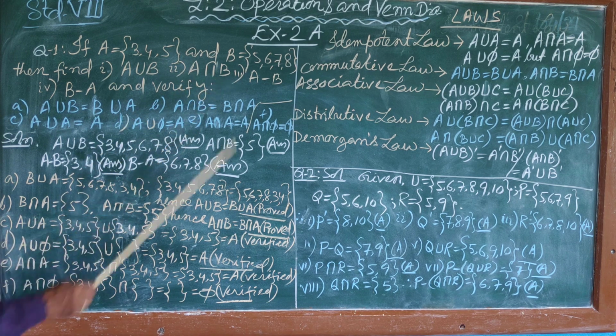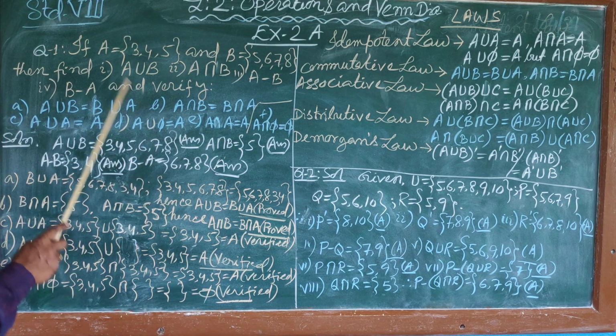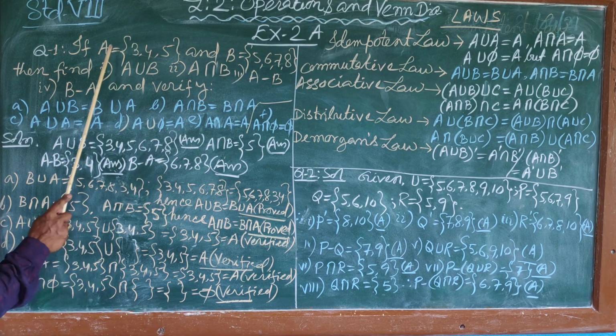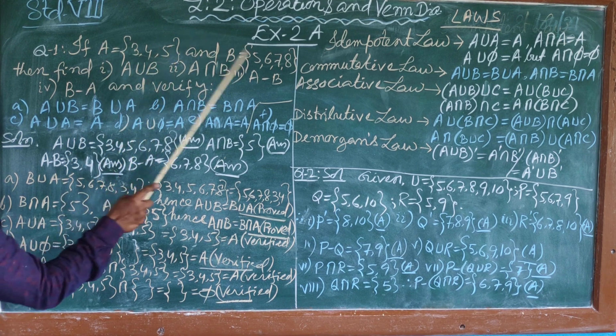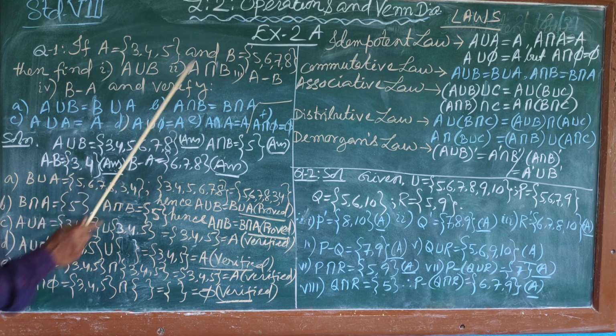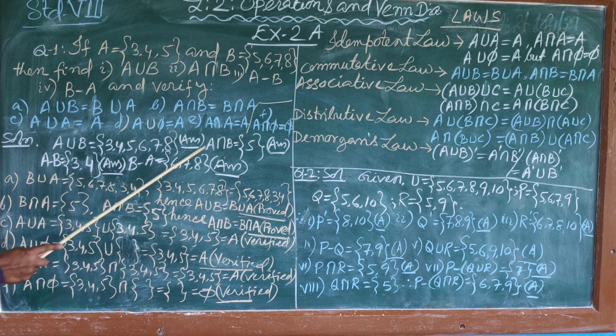Now A intersection B will be what? Intersection means the common elements present in both the sets. So what is the common element in set A and set B? 5 is the common element, very obvious. So A intersection B will be only 5, nothing else. A intersection B is 5 only, a singleton set. So this is the answer.